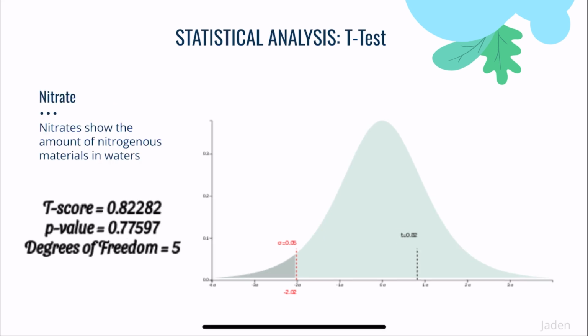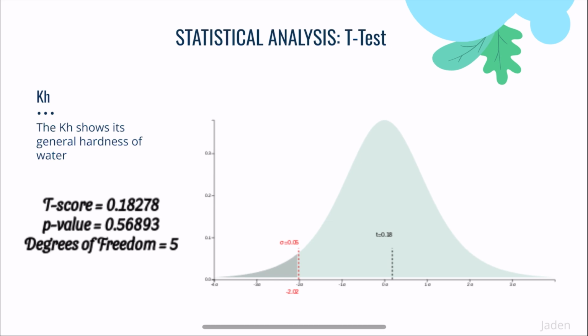And then going to nitrate, it just shows the amount of nitrogen materials in the water, and that also has to do with excess growth of different bacteria and stuff. If there's too much, it also produces a lot of algae. And then T-score and P-score values were very similar. So no direct correlation there either. And then same as KH, which shows the general hardness of the water. And Arizona has a really high hardness level across the board. So it was expected to have not much of a difference between water tests.